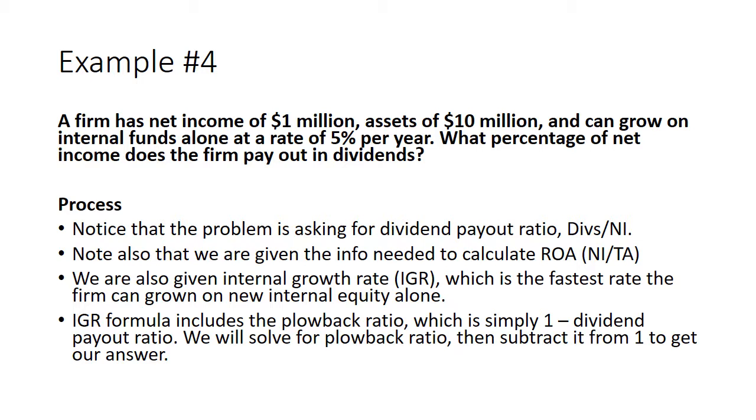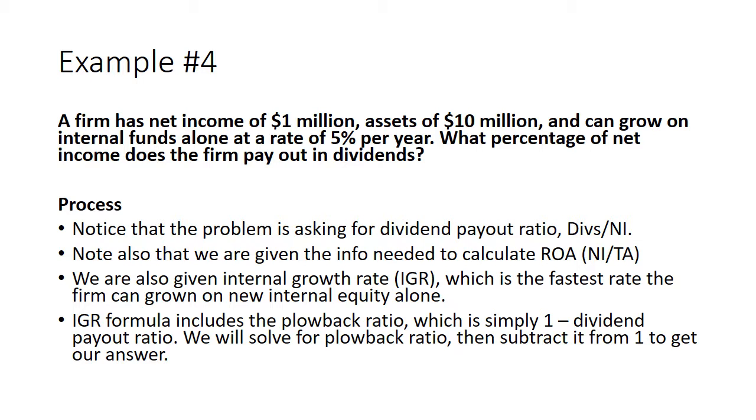Now this is one of those situations where you're going to have to know the definition of internal growth rate in order to be able to recognize that that is the formula that you need to use. And so the IGR formula, internal growth rate, includes the plowback ratio, which is simply 1 minus the dividend payout ratio, which is the thing that we're looking for. So what we're going to do is solve for that plowback ratio and then subtract it from 1 in order to get our answer.